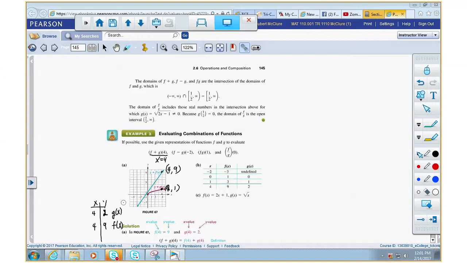Now what does this say? F plus what? Okay. And what's 9 plus 2? So the answer is 11. And that should be what they get down there. But we'll look. Is that what they got? All right, now you do f minus g of negative 2. You do that one.